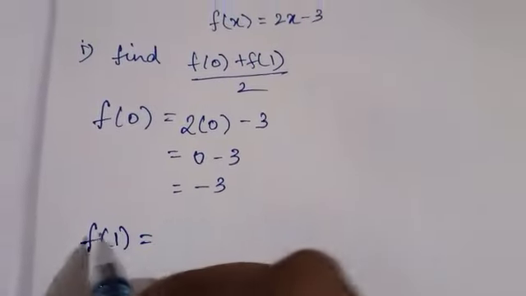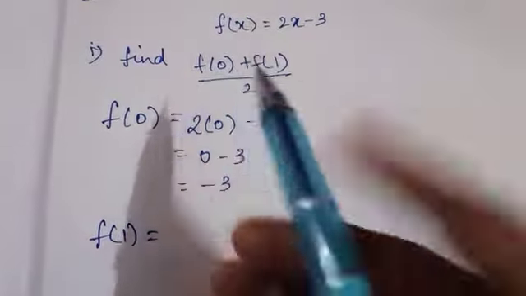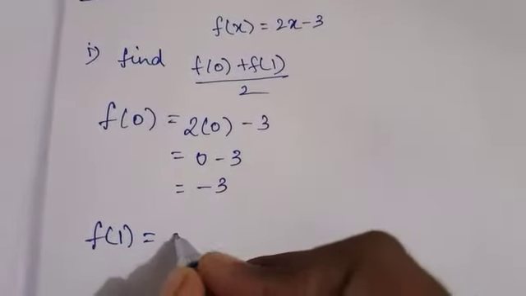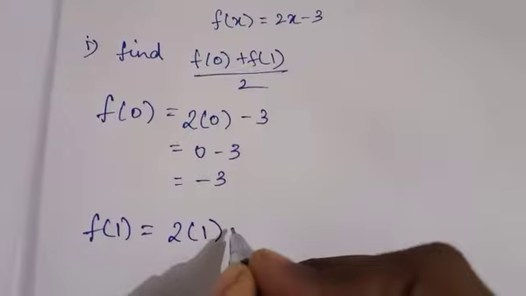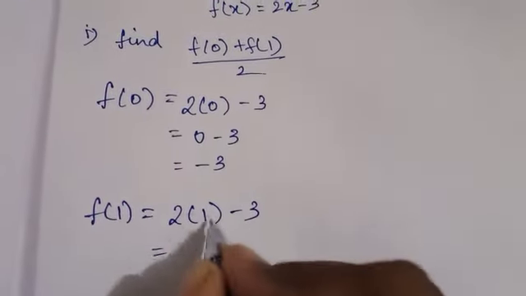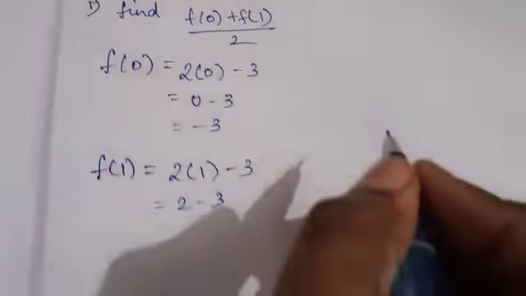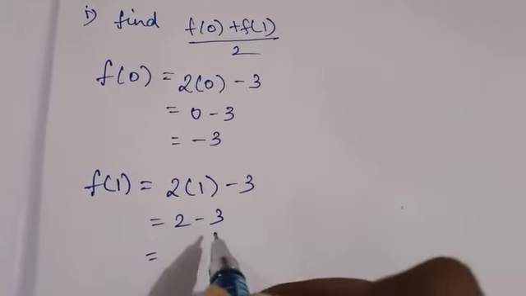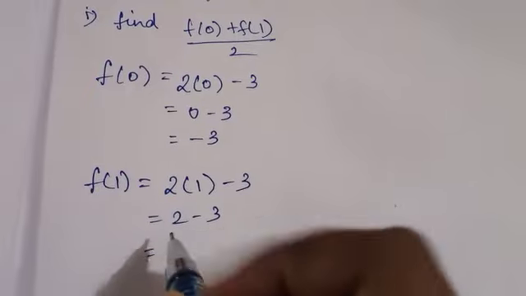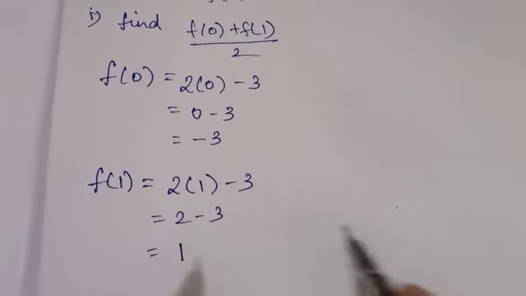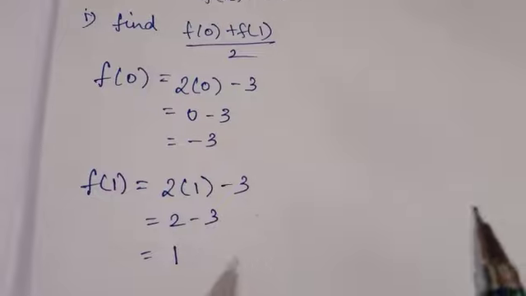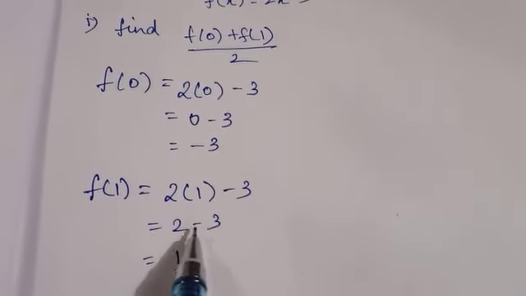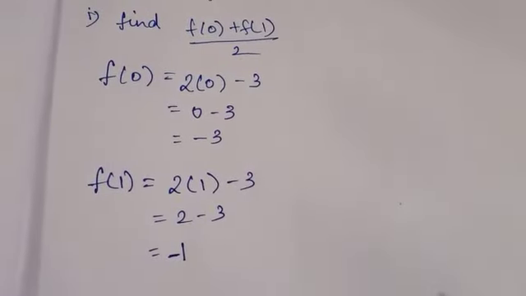f of 1. So in the place of x, here in the place of x we have 1. So I'm going to substitute 1 in this equation. 2 in the place of x I'm substituting 1 minus 3. So 2 ones are 2 minus 3. So now we are going to subtract, right? So 2 minus 3 is 1. So after subtracting we have to check for the greater number sign. Here 3 is a greater number, it has the sign minus. So we have to write minus.